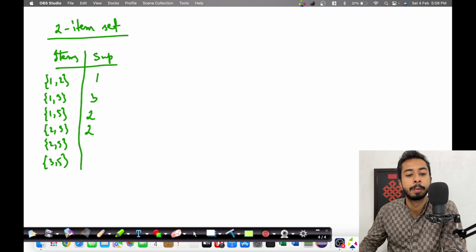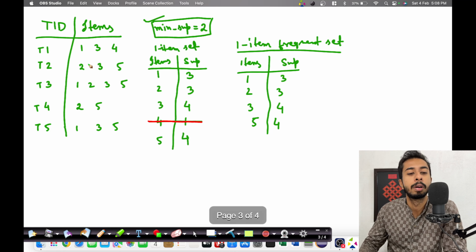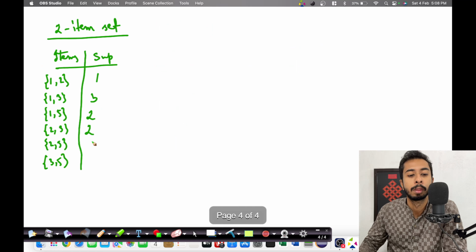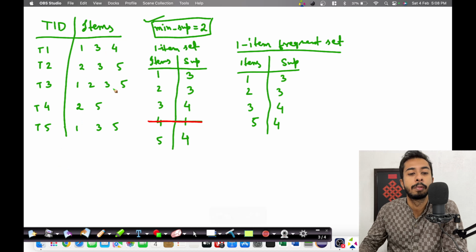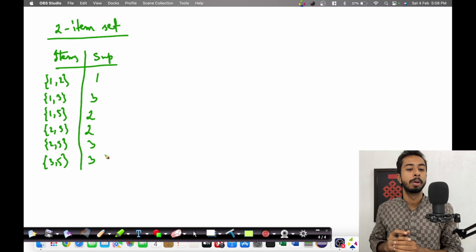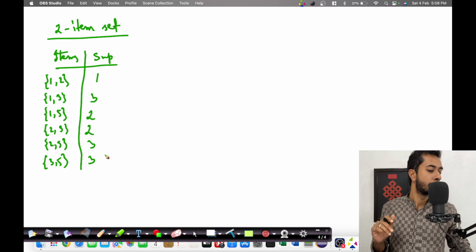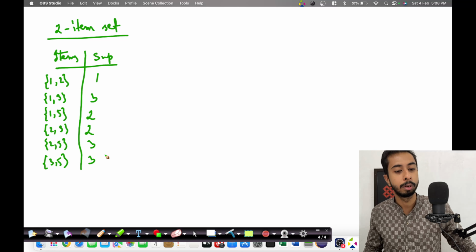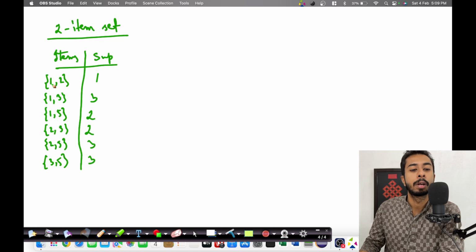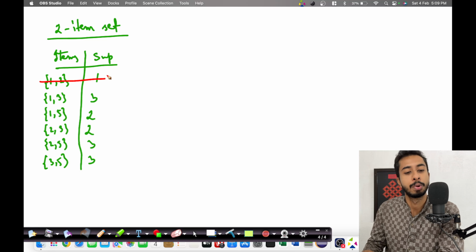Next 2 and 5. Where have 2 and 5 occurred? In transaction 2, in transaction 3, in transaction 4. Yes, so 3 times, right? And how many times have 3 and 5 occurred together? 3 5, yeah, 3 5, 3 5, 3 5. So 3 times, right? Let me just check whether I have done it correctly. 1 3, 2 2, 3 3. Okay, it is correct. Now you see, obviously you understand we have to discard this. The support count of 1 2 together is less than the minimum support, so we'll discard it.